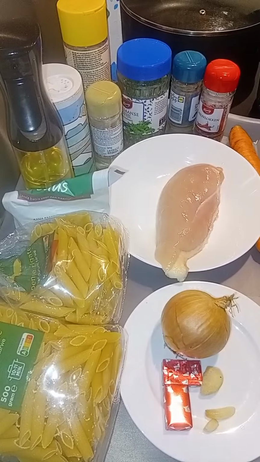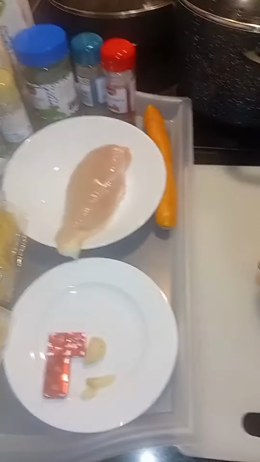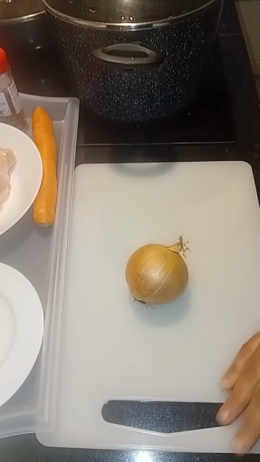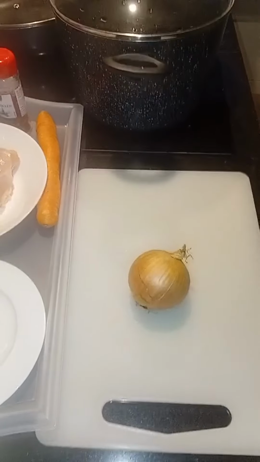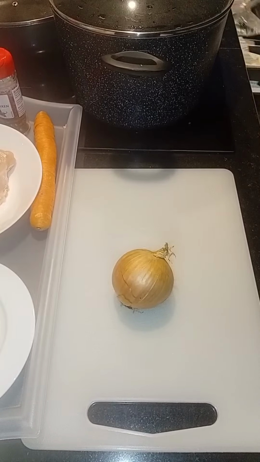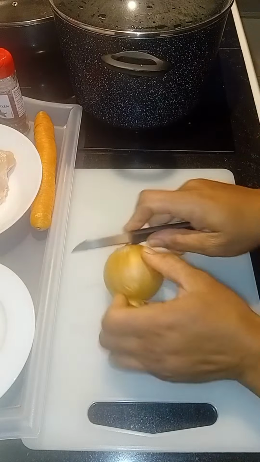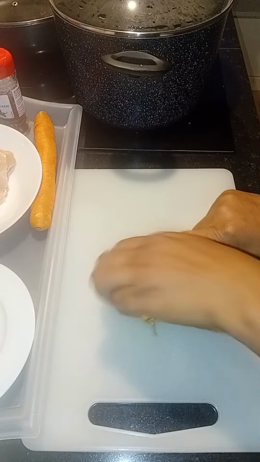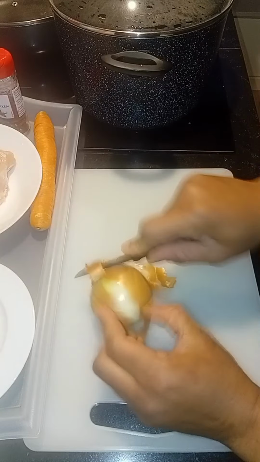So here we have our onions. So you're gonna slice the onions and set it aside with other veggies. Any veggies of your choice is good to go. Remember, you can adjust the taste, all right? Feel free. So here I get my knife. So go ahead and peel off the skin of the onions.